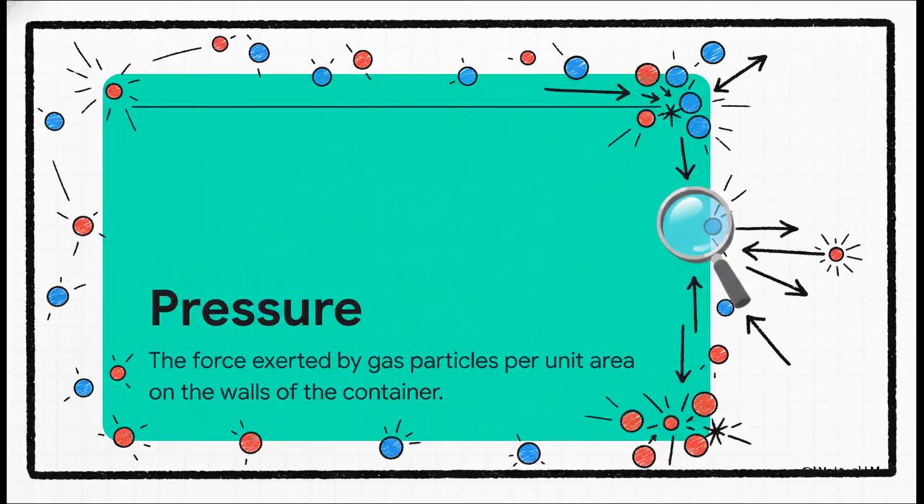So what exactly do we mean by pressure? Imagine the particles of a gas are like tiny balls moving around randomly at high speeds inside a box. They are constantly hitting the walls of the box. This constant hitting creates a force. Pressure is simply that force applied by the particles on a certain area of the container's wall. Let's repeat that so it's very clear. Pressure is the force exerted by gas particles per unit area on the walls of the container.